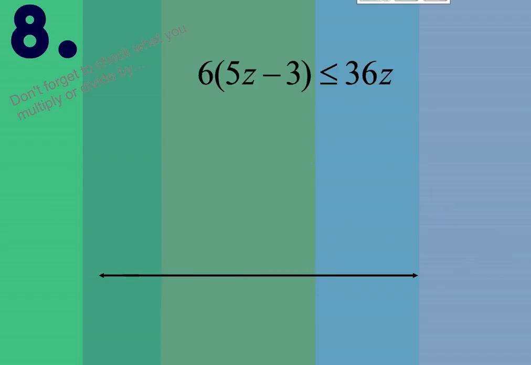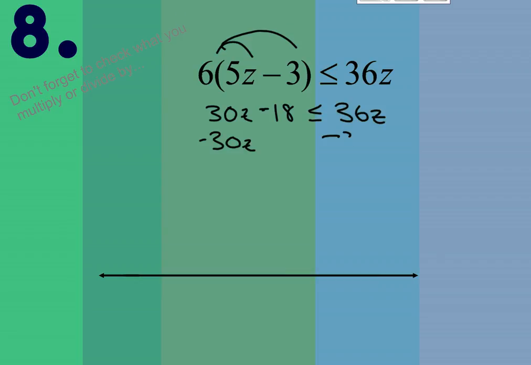So last, we got to be getting towards the end here, so check out this one. So here I got 30Z minus 18 less than or equal to 36Z. So subtract 30Z, subtract 30Z. So negative 18 less than or equal to 6Z. So now a little division.